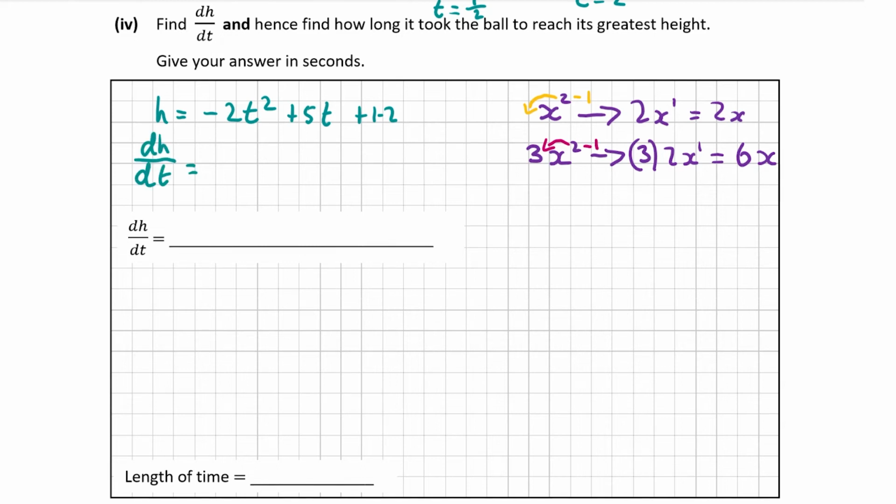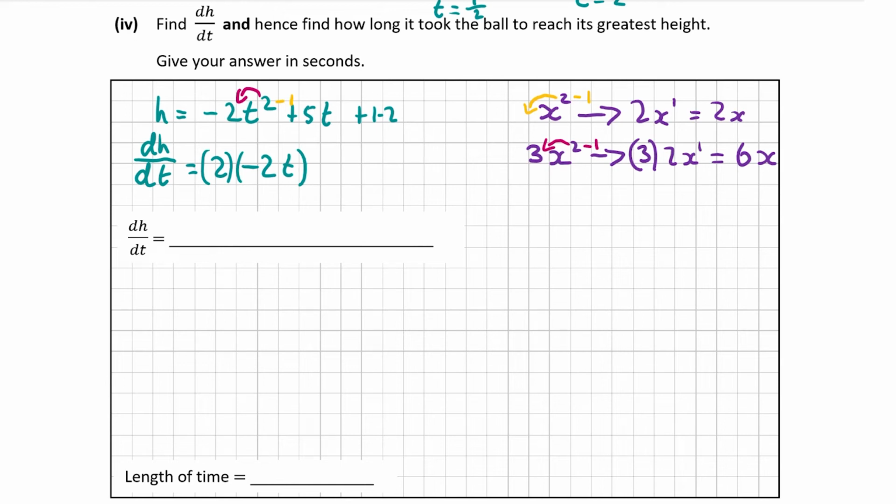So the first term is minus 2t squared. So I'm going to bring the 2 to the front and multiply it by minus 2t. And then I'm going to reduce the power on the t by 1. So it was t to the power of 2. It's now just going to be t to the power of 1, as 2 minus 1 is obviously 1. So then I'm left with 2 by minus 2t.